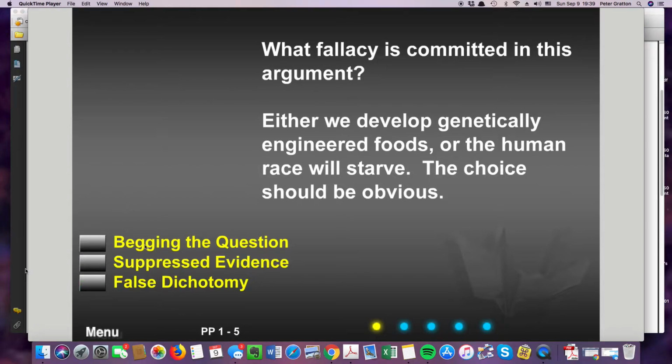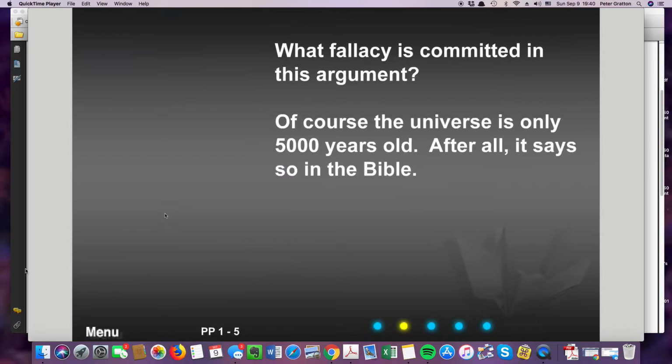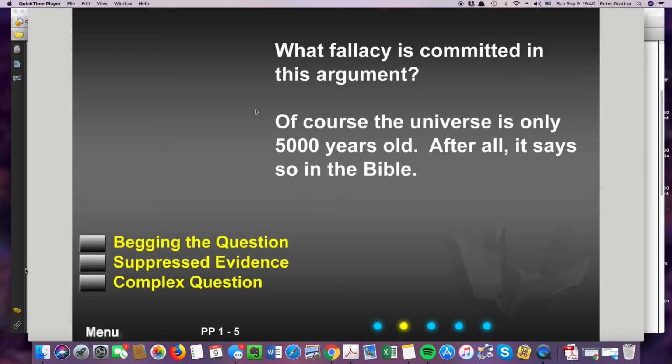It's certainly not begging the question. It's not suppressed evidence. We have the either or. So that's what we look for. It's a false dichotomy. This presents two unlikely options as if they were the only ones available. Right? By the way, there's not two unlikely options. Having genetically modified foods is one, but it's a false dichotomy that it's either we do that or we starve.